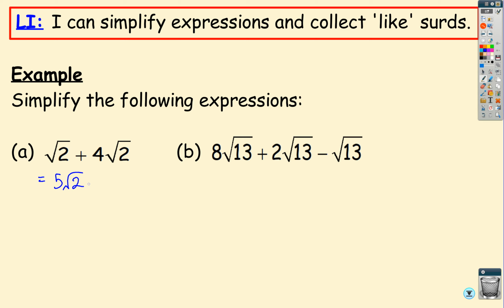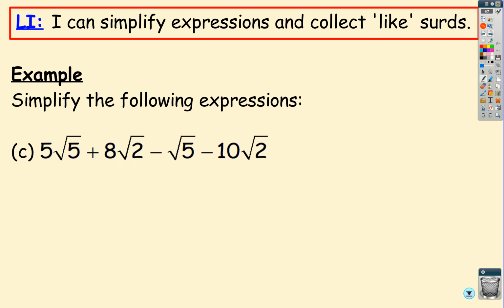Okay, let's look at B. Right, same thing again here. We've got 8 root 13 plus 2 root 13's. Well, that'll be 10 root 13's. And then take away 1 root 13 takes you back to 9 root 13. Okay, and so that's collecting like surds. Okay, so you're using add and subtract to collect things together.